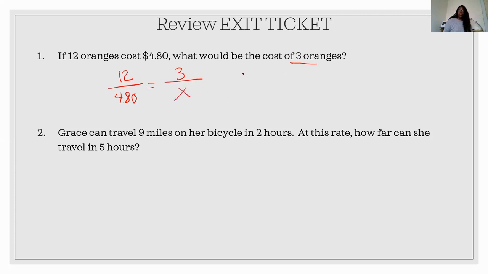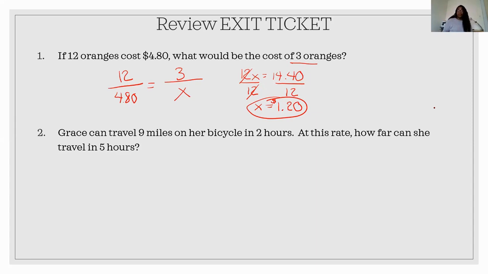So right here, we're going to do our cross multiplication. So you have 12x is equal to 14.40. And then in order for us to get x by itself, or isolate that variable, I have to divide both sides by 12. So x is going to equal 1.20, or in our case, $1.20 for 3 oranges. I wish.